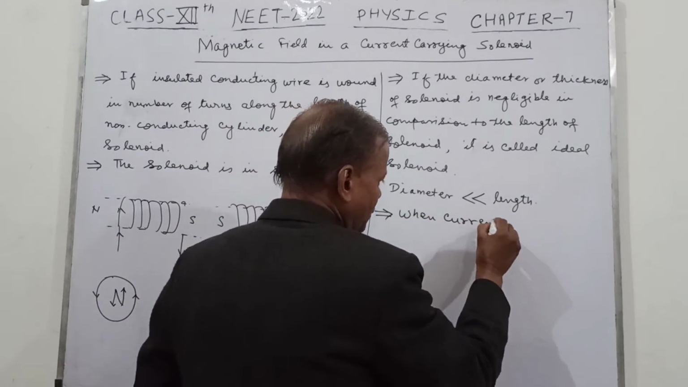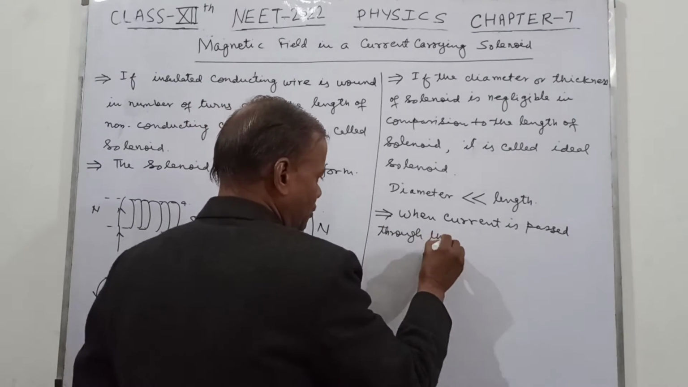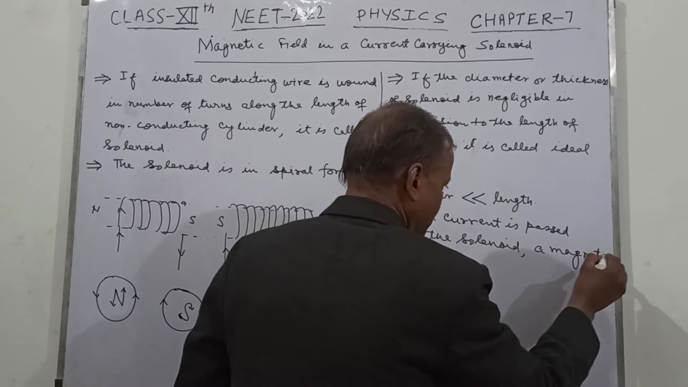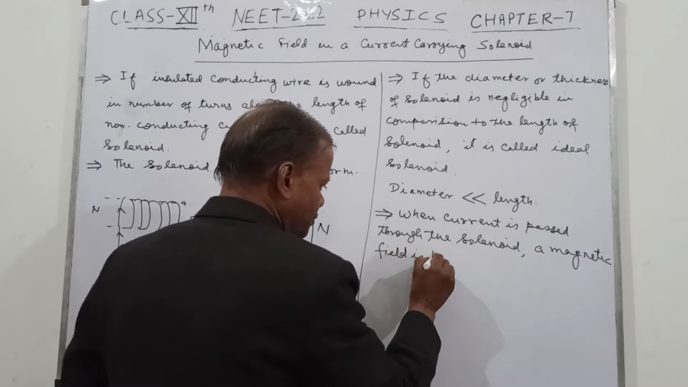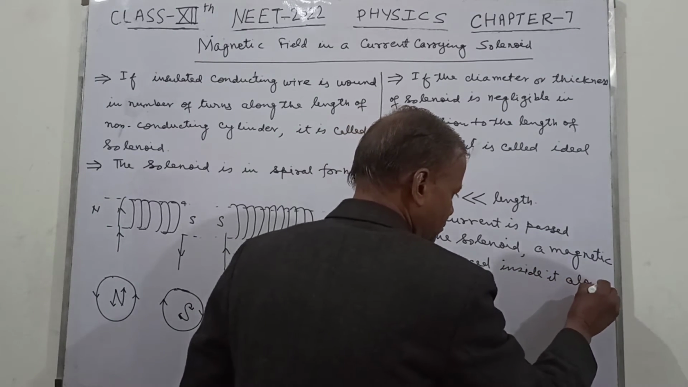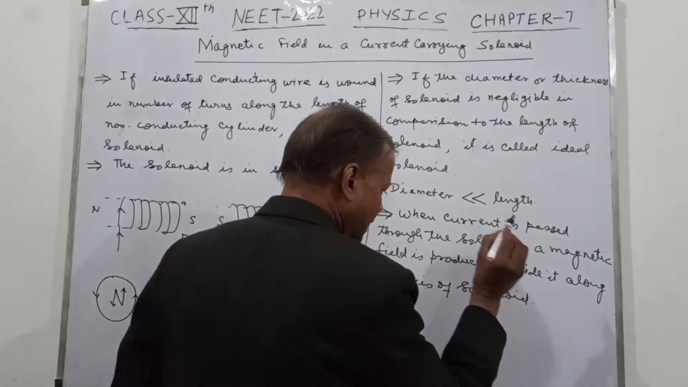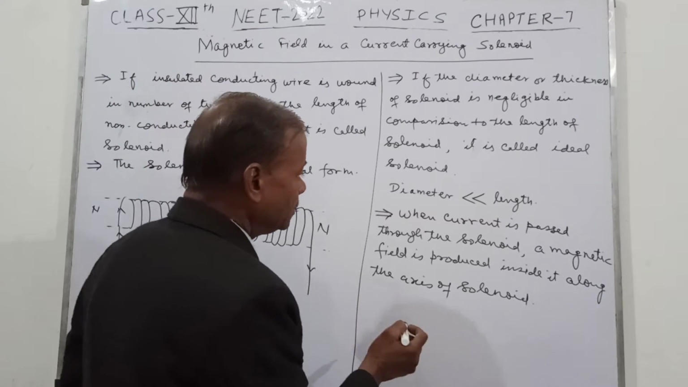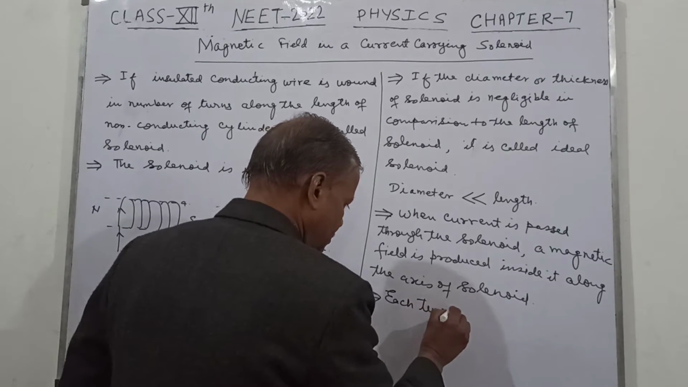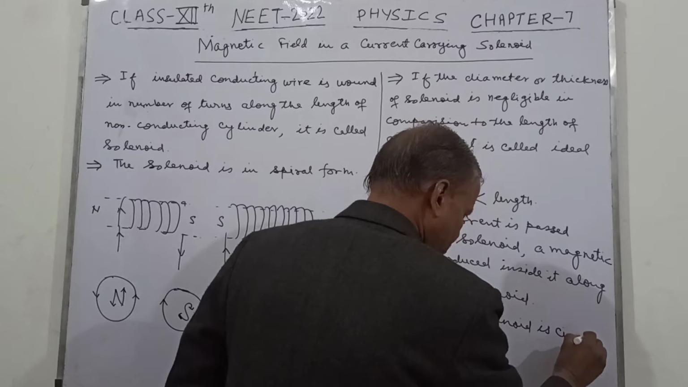When current is passed through the solenoid, a magnetic field is produced inside it along the axis of the solenoid. Each turn of the solenoid is circular.